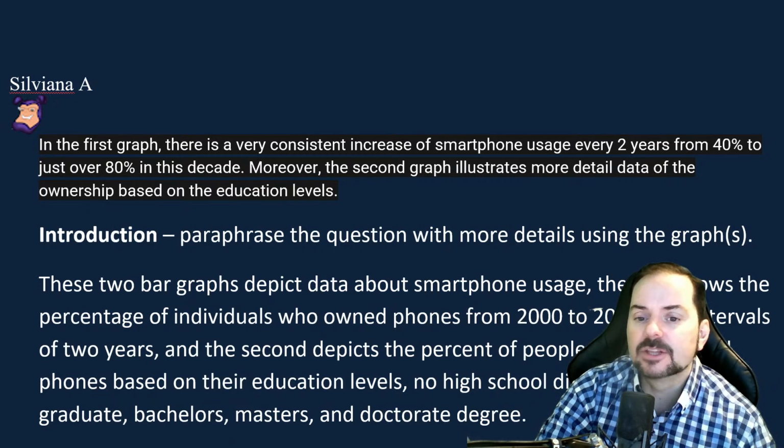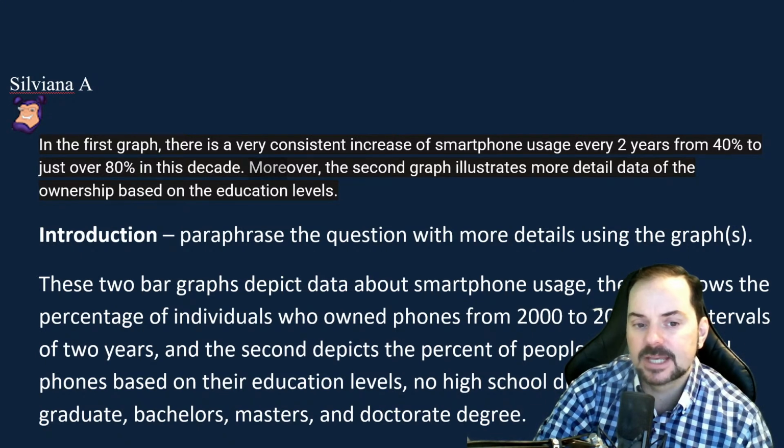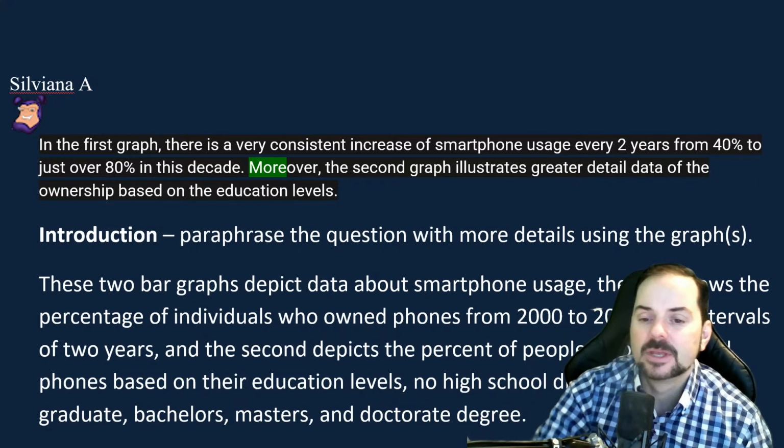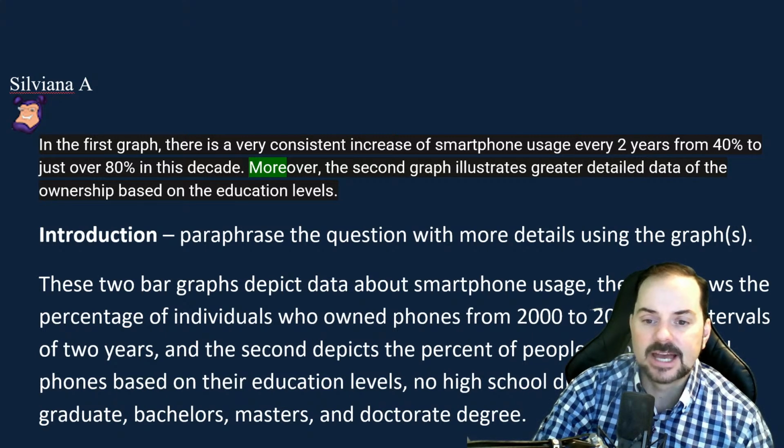Moreover, the second graph illustrates more detail. We don't need the more detail. Yeah, okay, I get what you're saying. It's this kind of writing we want to avoid because the sound of it is awkward. So Silviana, see how you have more and then more? It's awkward to read. Like moreover, the second graph illustrates more detail. So more of the second graph illustrates greater detail. Let's say that. Okay, greater detailed data of the ownership based on education levels.